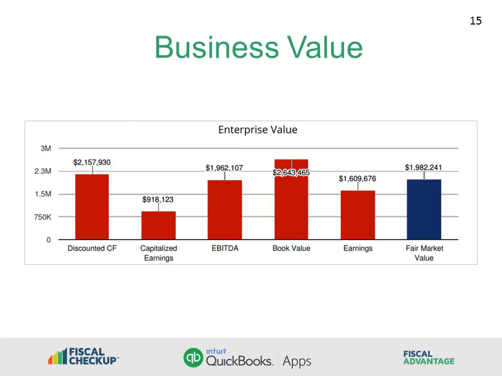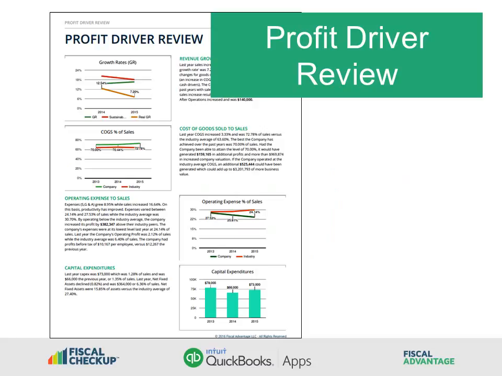The final chart on page 2 summarizes the business valuation report, where the value of the company is calculated using the 5 traditional methods to value a business. The value calculated for various approaches is listed, culminating in the fair market value for 100% of the business. This valuation is based on what a buyer and a seller would negotiate for a business with access to all information. Page 3 is the profit driver review, which summarizes the entire profit driver report.